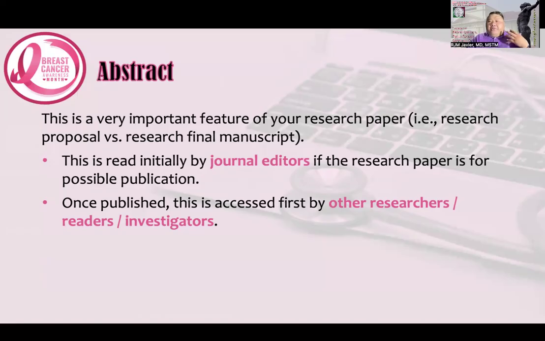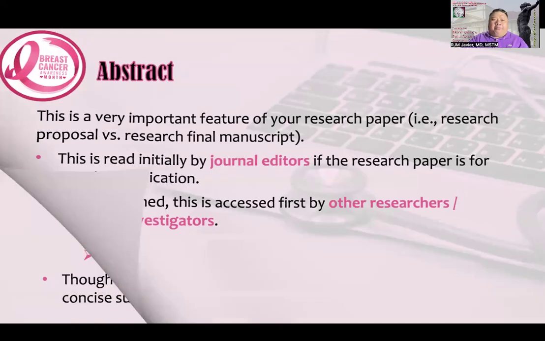And once it is published, we want people to actually utilize the findings of our research paper. And when there are other researchers who might be interested with the same topic, it's the abstract which they often read first. So this is the reason why you also need to develop the abstract properly.